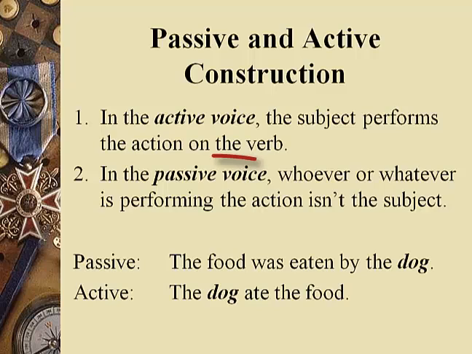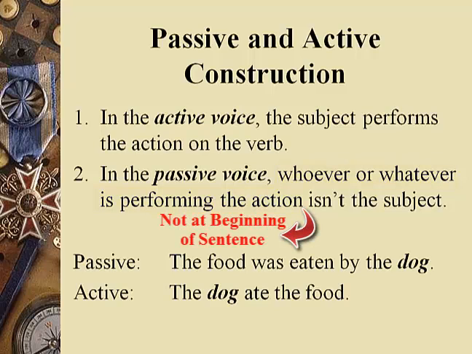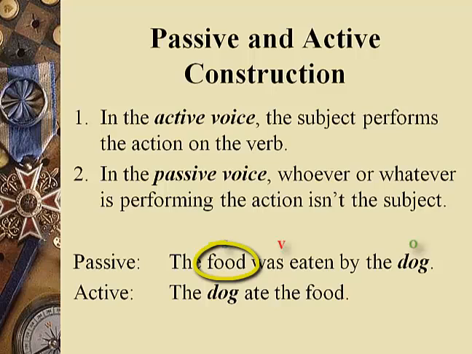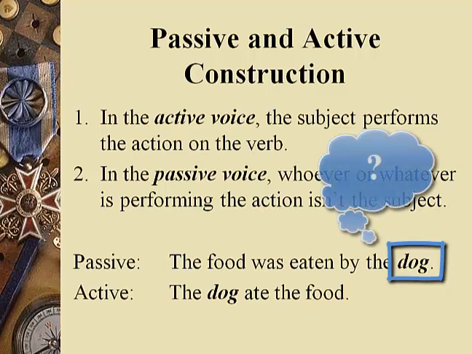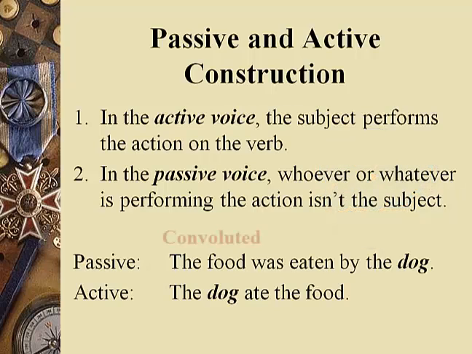On the other hand, in the passive voice, whoever or whatever is performing the action isn't placed at the start of that sentence. It looks as if what's actually performing the action is receiving the action, which is really psychotic. It's absolutely bizarre, quite frankly. And that's what we have here in the example below. In passive construction, the food was eaten by the dog, as if the food is the center of attention. And it's not. The dog is what should be performing the action. But in this construction, the dog is at the end of the sentence, which doesn't make any sense. And notice how convoluted and confusing that structure is.